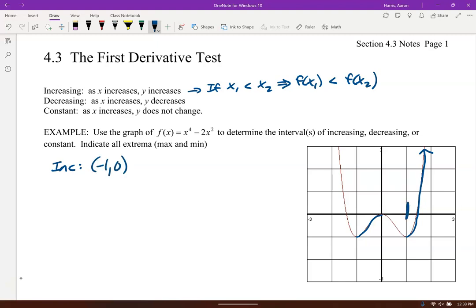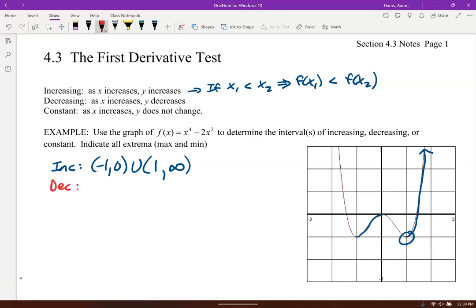from this x value at 1, right? But again, we don't include the endpoint. So just to infinity, right? And so that's where we're increasing on this graph. Let's go ahead and do where we're decreasing.